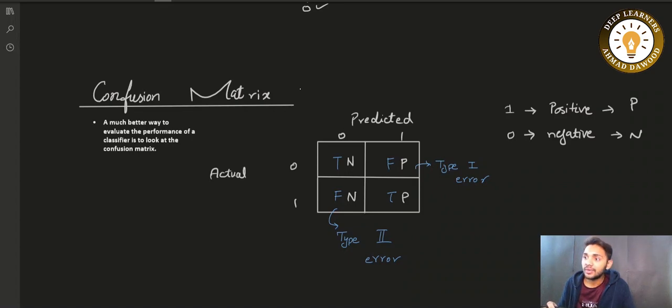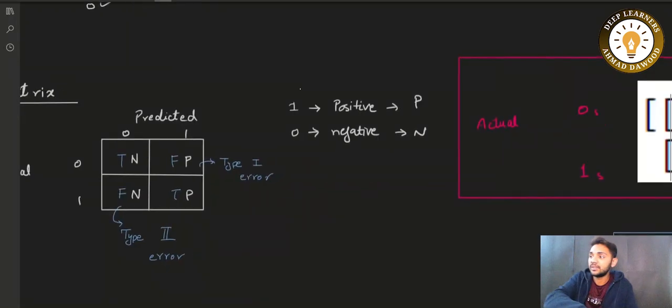A much better way to evaluate the performance of a classifier is to have a look at the confusion matrix. We will discuss what exactly this confusion matrix represents. You will see it on many sites, and in most cases people are using that matrix. If you understand the confusion matrix very well, then you can also understand the performance measures in the coming sessions.